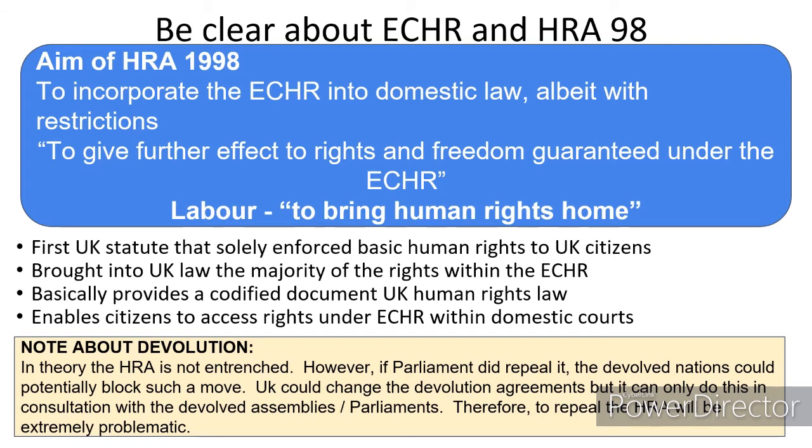Now, just a little word on entrenchment. As you know, one parliament cannot bind another. So none of our UK laws, none of our acts of parliament are, if you like, entrenched. People used to argue that the European Communities Act was entrenched and we couldn't come out of Europe. Well, we know that's not the case, don't we? So in theory, the Human Rights Act is not entrenched. However, if Parliament wanted to repeal it, the devolved nations would need to agree to this in their assemblies or their parliaments. So to repeal the Human Rights Act would actually be very difficult.